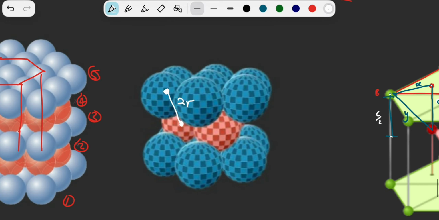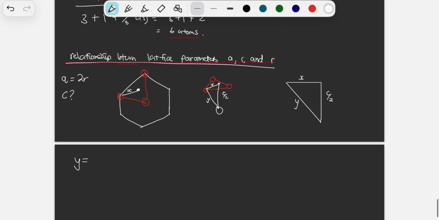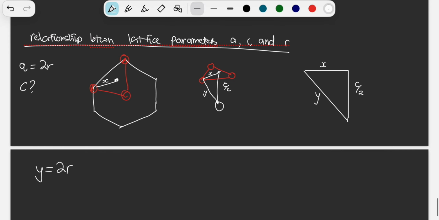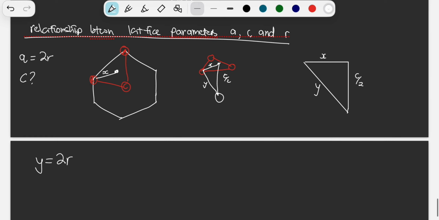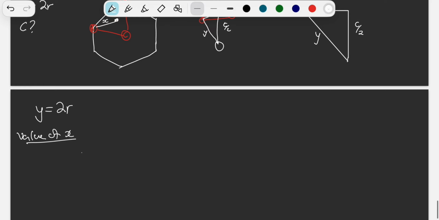So with y, we're done, right? We already know that y is equal to 2r because we're going from the center of the atom at the top to the center of the atom at the bottom. But what we don't know is the value of this x over here. So if you want to find the value of x, it's important for you to realize that you're looking at an equilateral triangle.